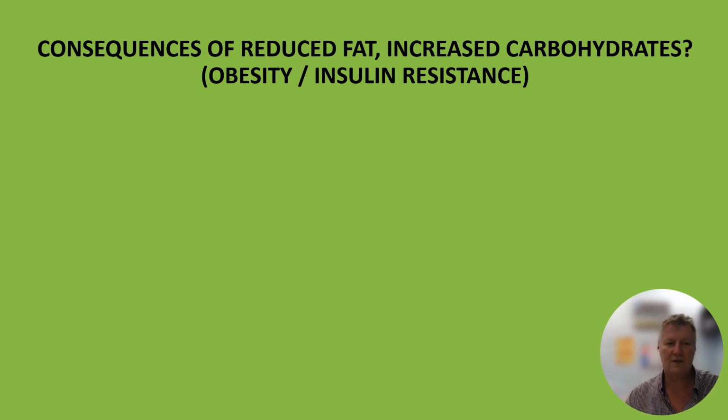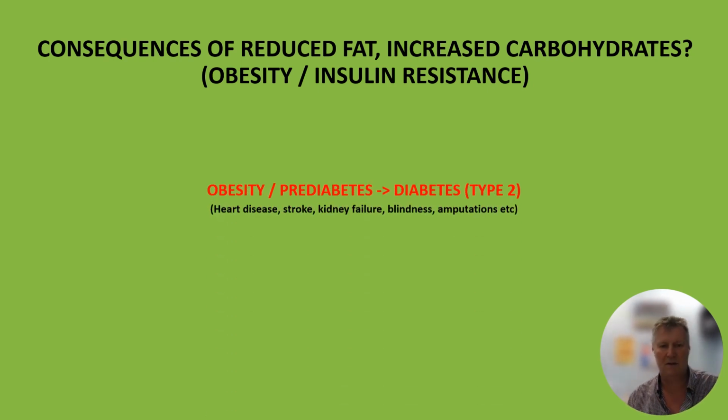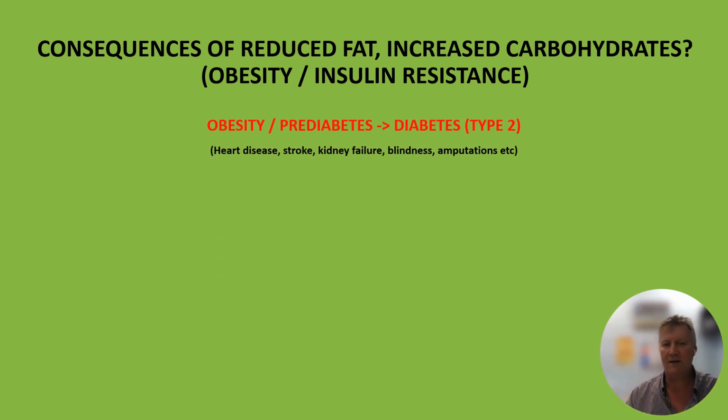So now we come on to the consequences of reduced fat and increased carbohydrates in the diet, namely obesity and insulin resistance. And so with obesity, there's a tendency to develop pre-diabetes and then type 2 diabetes. And once one has a diagnosis of type 2 diabetes, essentially, then one is more at risk of heart disease, stroke, kidney failure, blindness, amputations, etc.